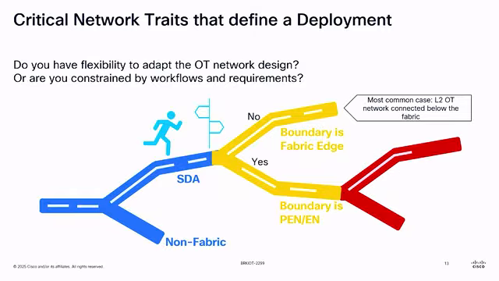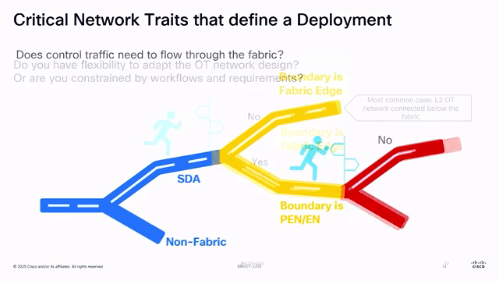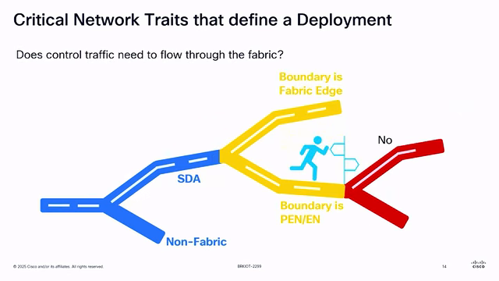So I want to highlight that the most common deployment we are seeing is where the boundary ends at the fabric edge. That's the layer 3 demarcation. And then you have your OT network is layer 2 below that. And then we have one more decision point I want to call out, and that is: where is your critical traffic flowing?